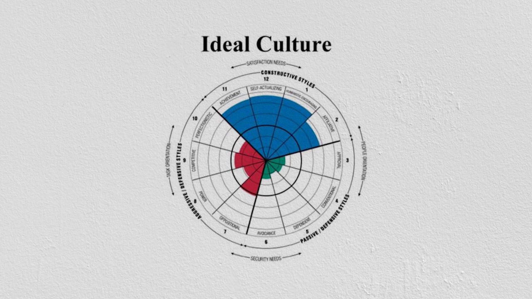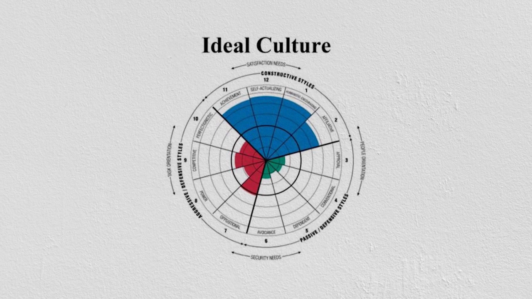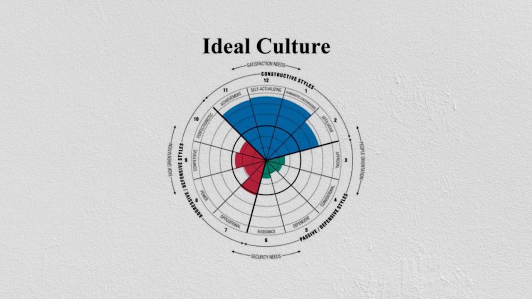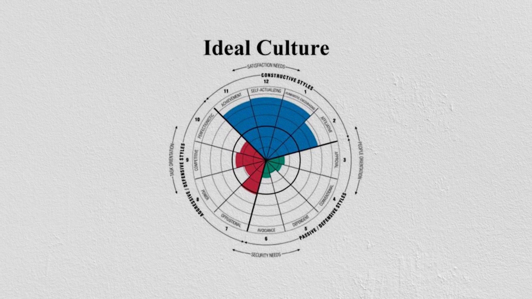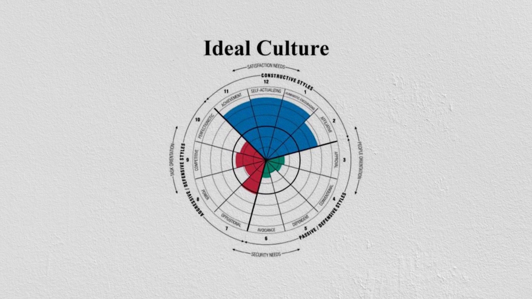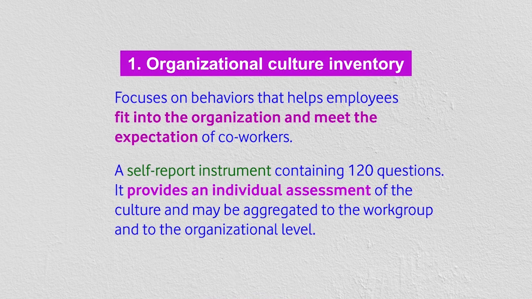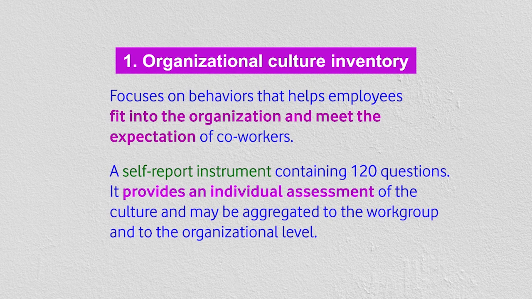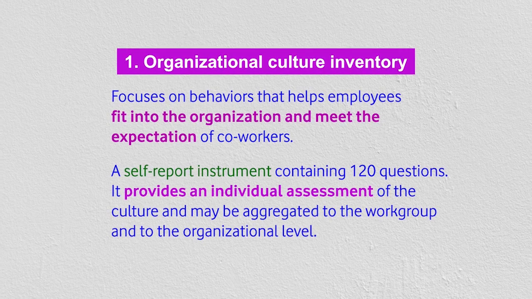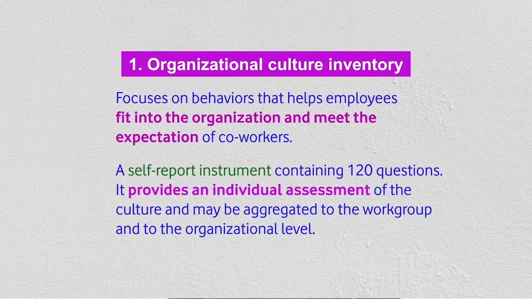A couple of the underlying dimensions of this OCI are task, people, security, and satisfaction. There are 4 satisfaction cultural styles and 8 security cultural styles, and this instrument is self-report based. Around 120 questions are there, and this questionnaire provides an individual assessment of culture, and it may be aggregated to the work group and to the organizational level.